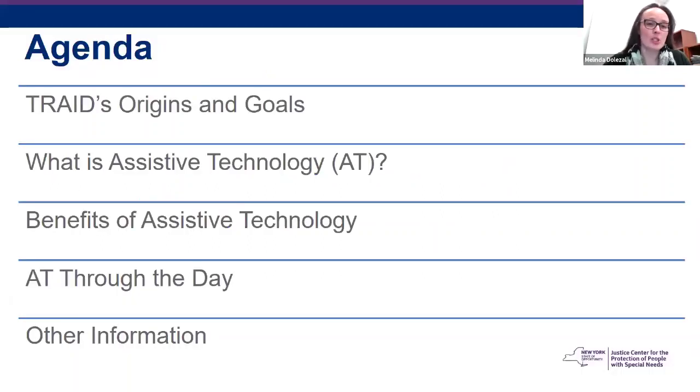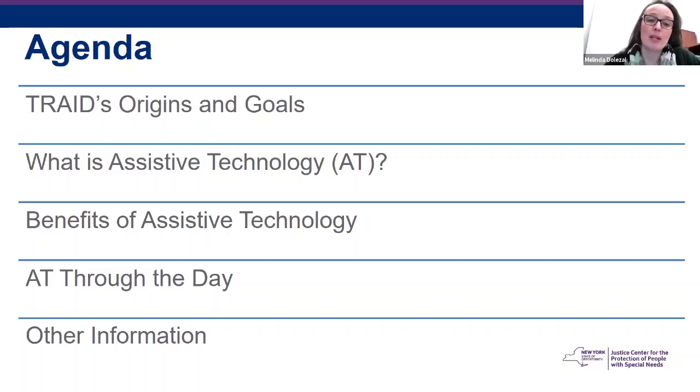So we're going to go through some overall questions: what is TRAID? Where did we come from? How did we get here? What are we exactly doing in New York? And what our goals are. We'll also be talking about what exactly is assistive technology, or what we call AT. We'll try to keep the acronyms on the down low as much as we can. We'll keep it an acronym-free zone, but we do speak our own little language in TRAID. So if that ever happens, please pop in a question and ask.